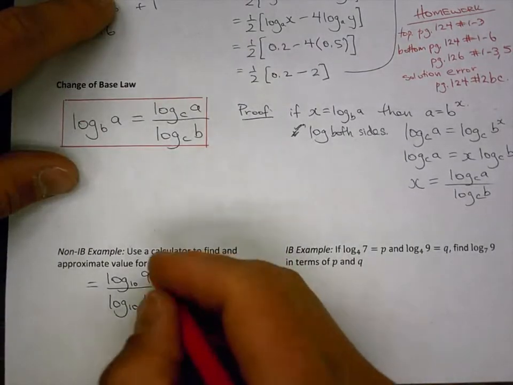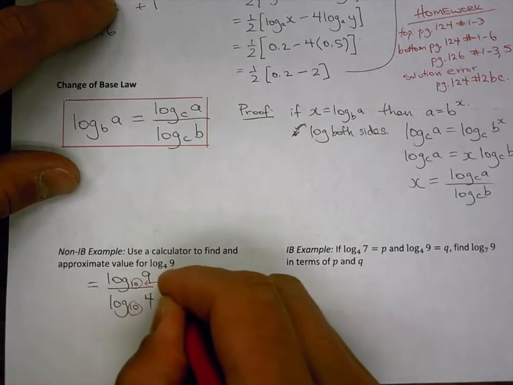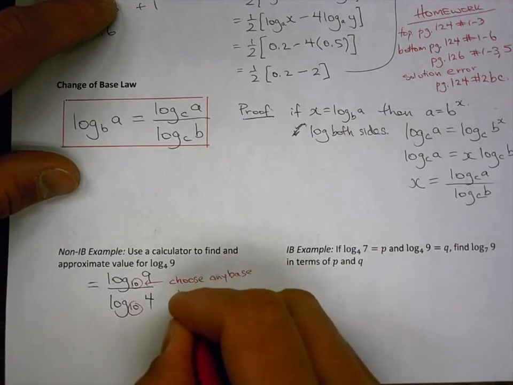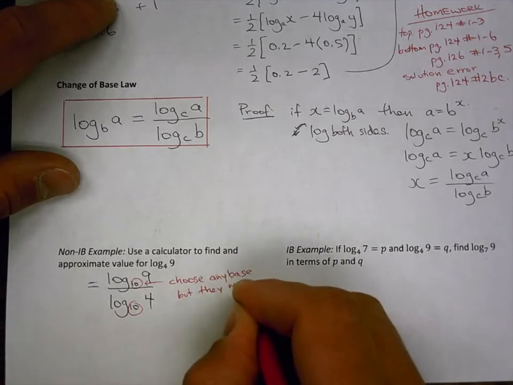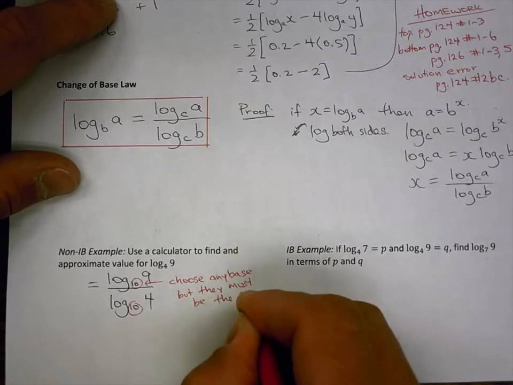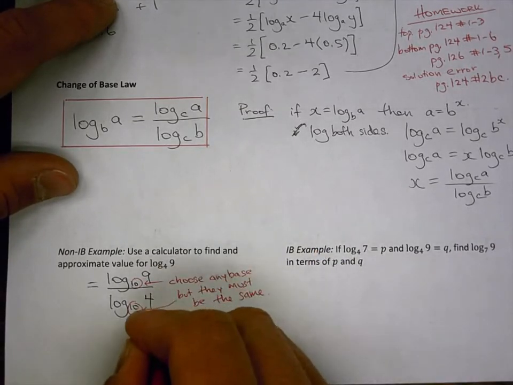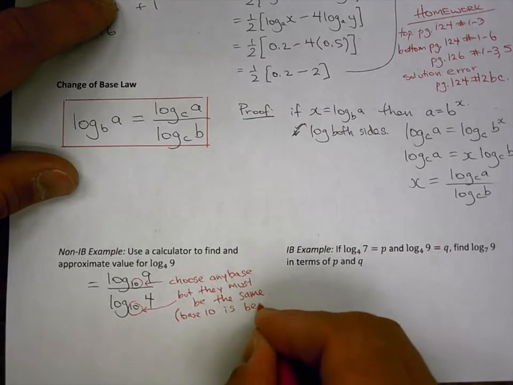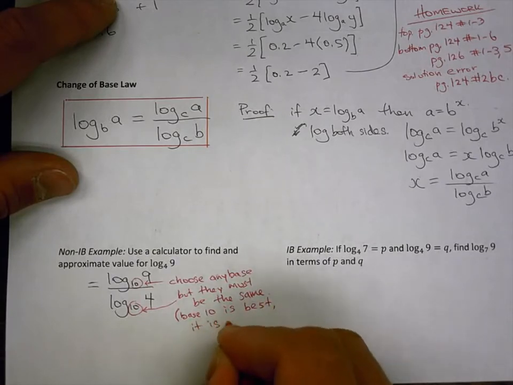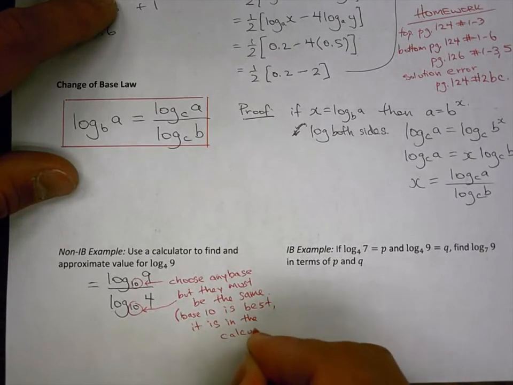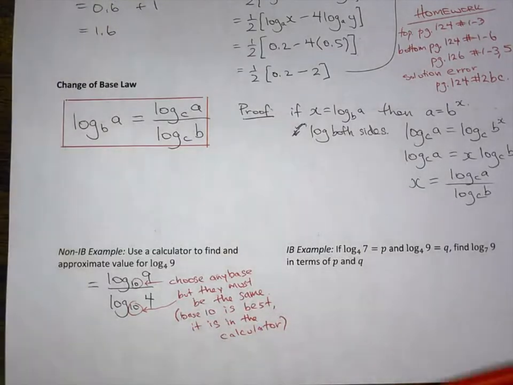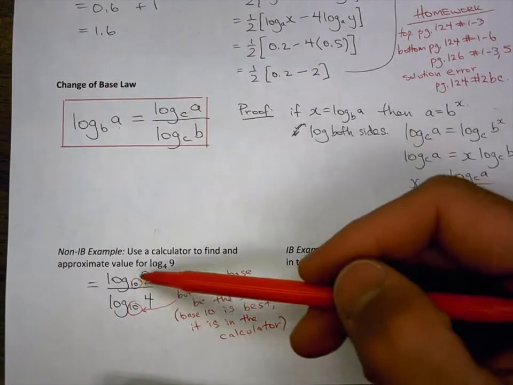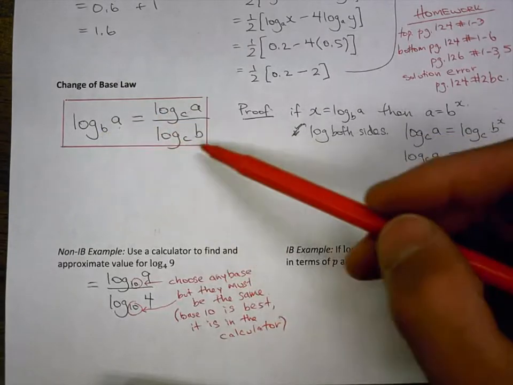You can choose any base you like, but they must be the same. Base 10 is best. It is in the calculator. So now I've rewritten, so I took the argument, right? So log 9 base 10, and then over the base, so log 4 base 10.